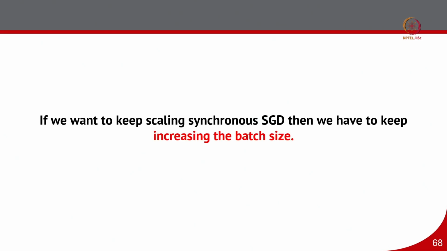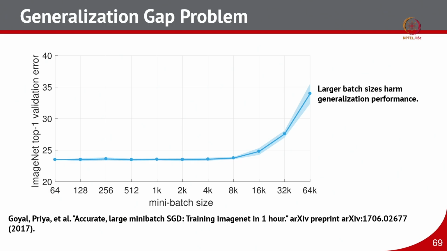So, that is why we can say that if we want to keep scaling synchronous SGD, we have to keep increasing the batch size. Whenever we say batch size, that means after those particular images we will perform the communication. So, if we increase the batch size, if we say that we will perform the synchronization after more number of images, then yes, we can reduce the communication, because then the number of times we need to perform the communication for the entire training is less. But the problem is, we cannot increase the batch size as much as we want.